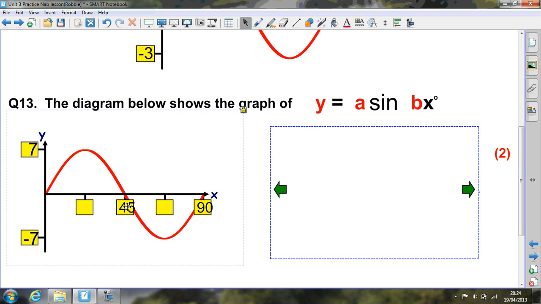Okay, so we could have this information and we're told to find out A and B. Again, A is the number it goes up and down to, so that'd be 7. And B is how many waves there are in 360 degrees. Well, how many 90s are there in 360? There's 4. So A is 7 and B is 4.